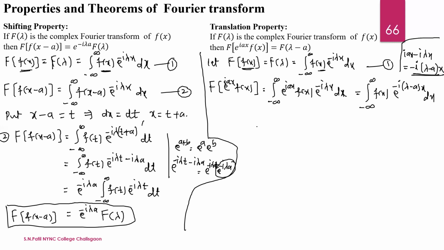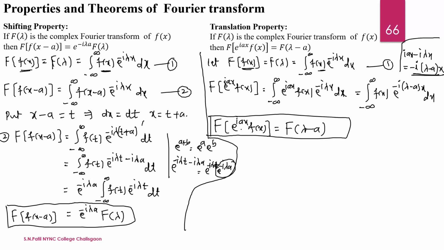Okay, now from equation 1, Fourier of e raised to I a x f of x. From equation number 1, the coefficient of minus ix is lambda, then we write F of lambda. Same concept we apply here. The coefficient of minus ix is lambda minus a, then we write F of lambda minus a. So this is the required translation property here.